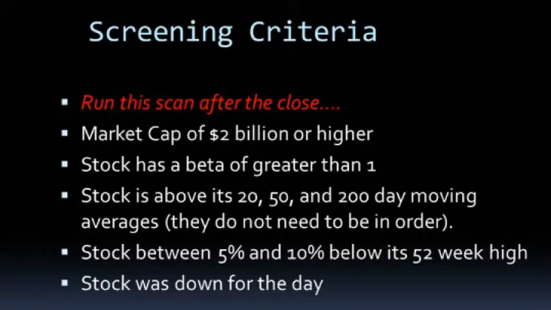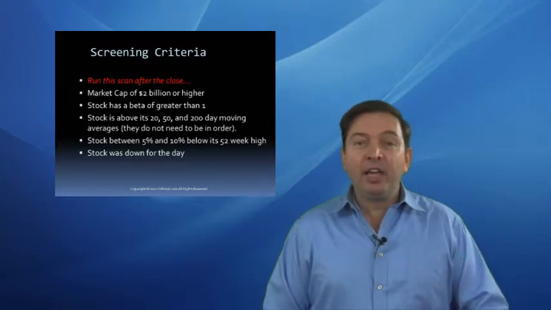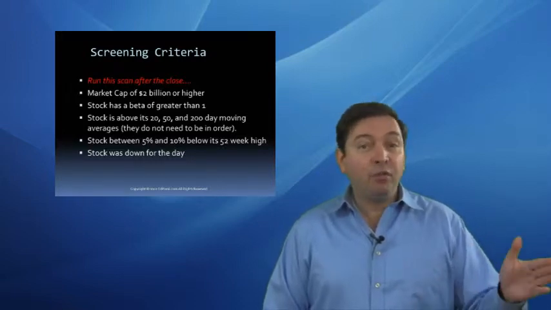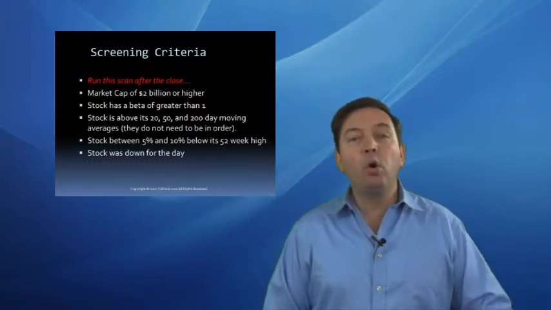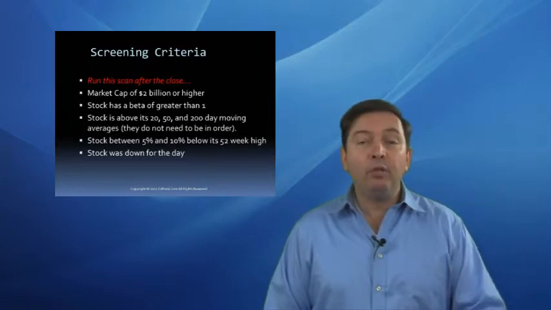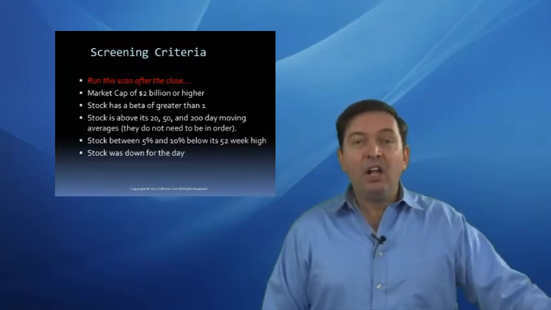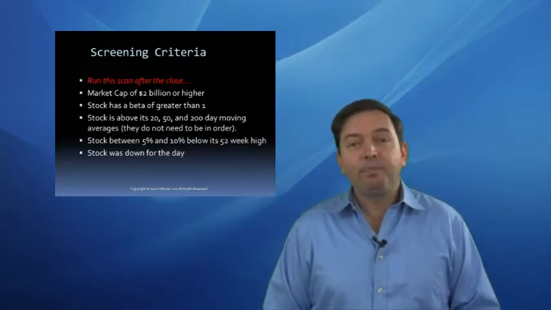We want stocks that have a market cap of 2 billion or higher. We want stocks that have a beta of greater than 1. Now, what's beta? Beta of 1 means the stock is exactly as volatile as the S&P 500. We want stocks that are more volatile than the S&P 500. So by using a beta of greater than 1, we've eliminated a lot of stocks that just don't move, and they're not very useful to us.